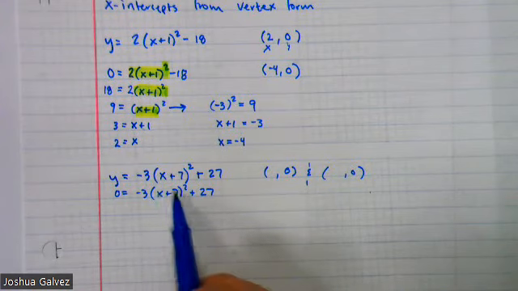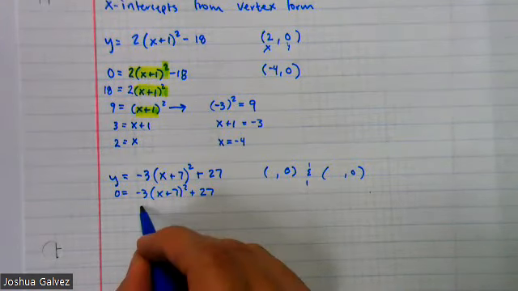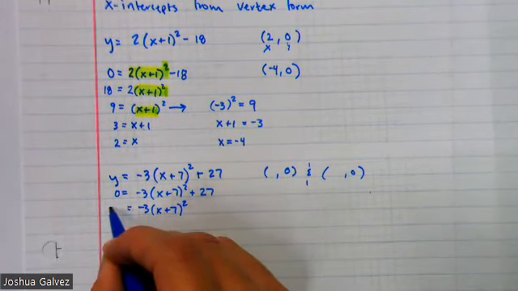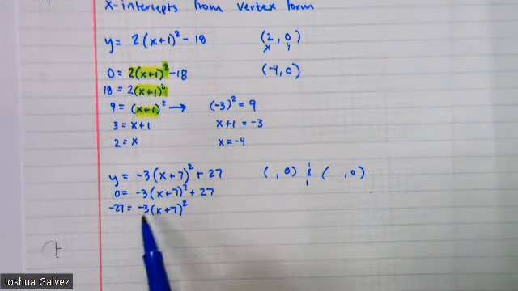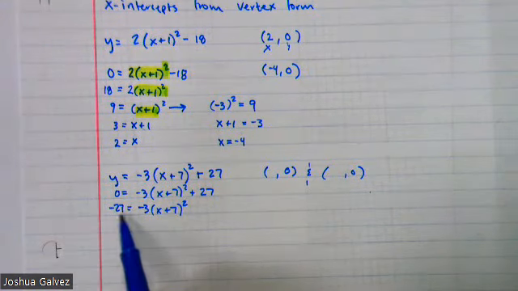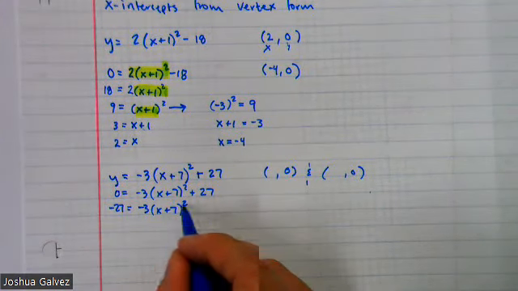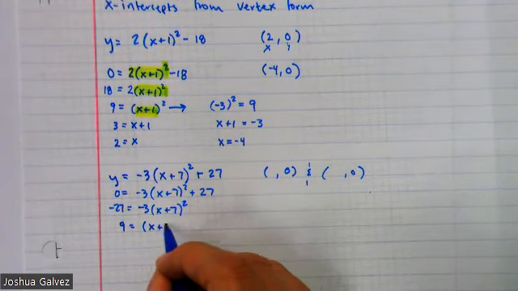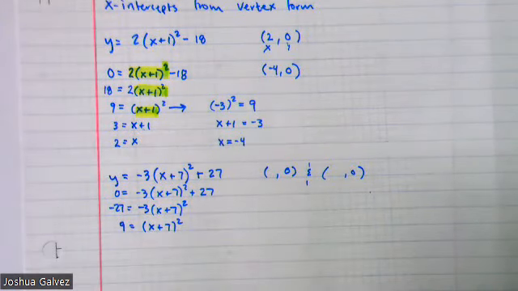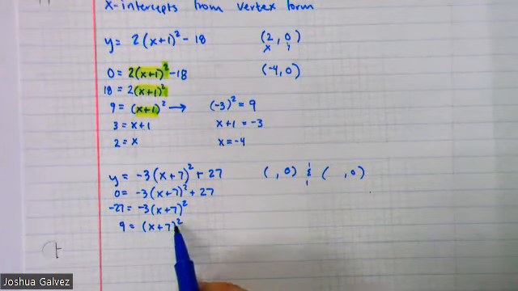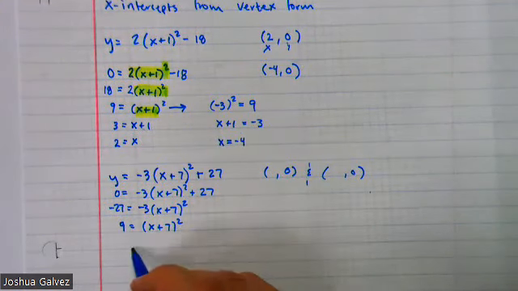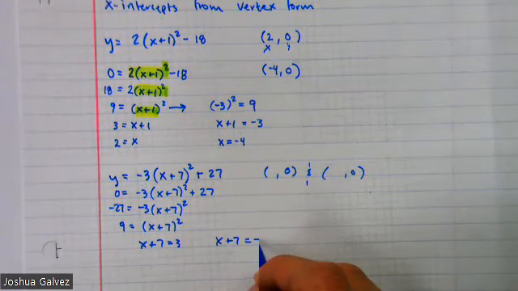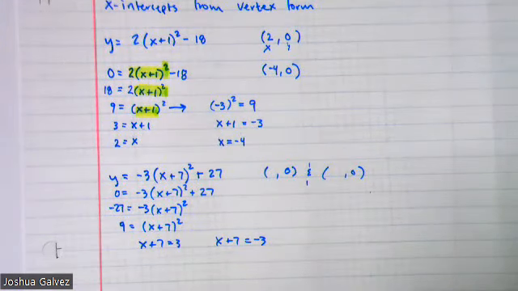We know -27 plus 27 equals 0. So we know this has to be -27. We know -3 times 9 equals -27. So that means this stuff has to be 9. Now here, we know that 3 squared equals 9, and we know -3 squared equals 9. That means x plus 7 could be 3, or x plus 7 could be -3. And both will work.